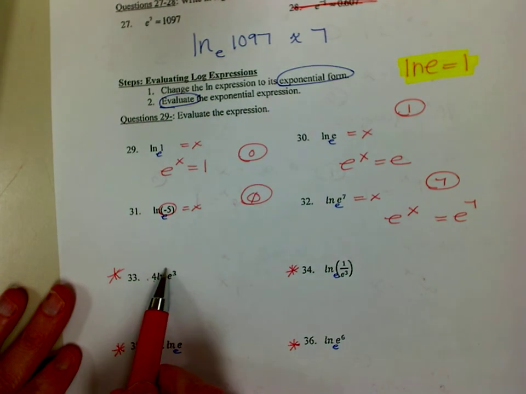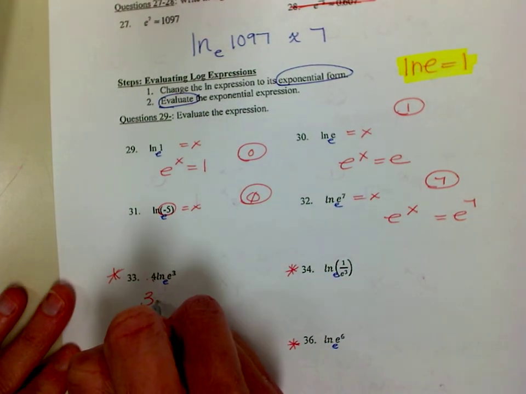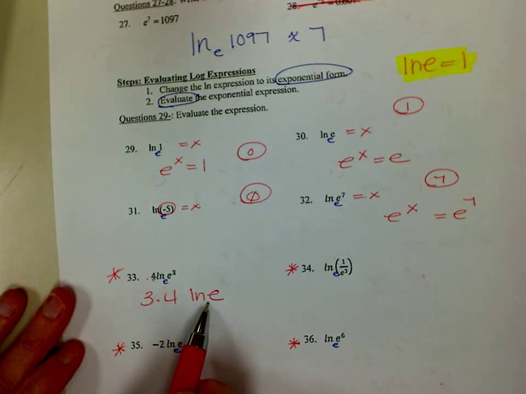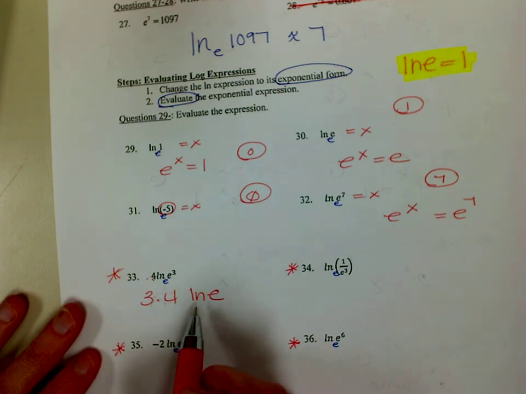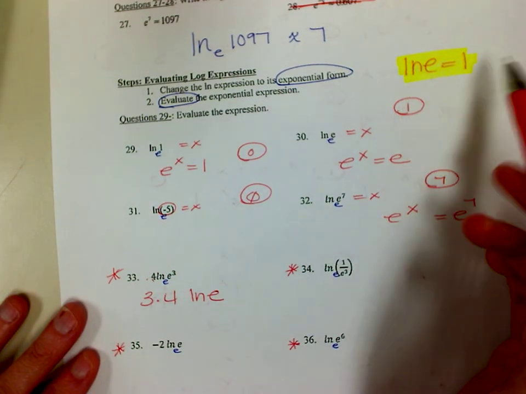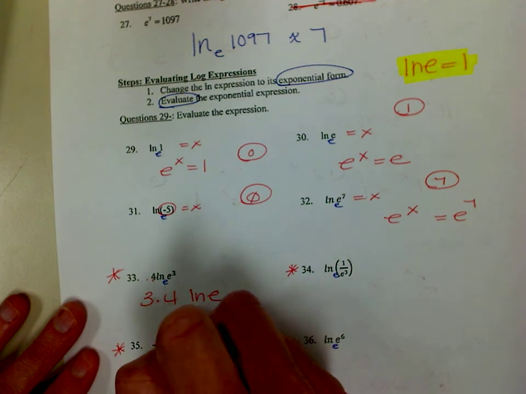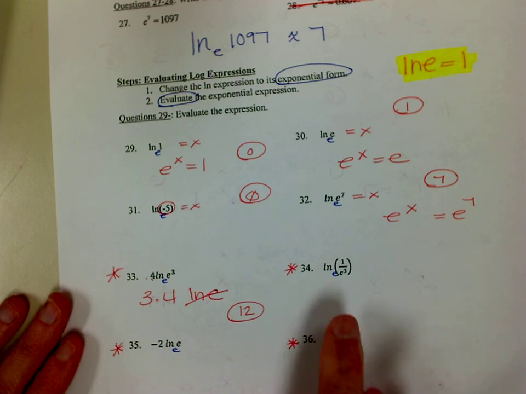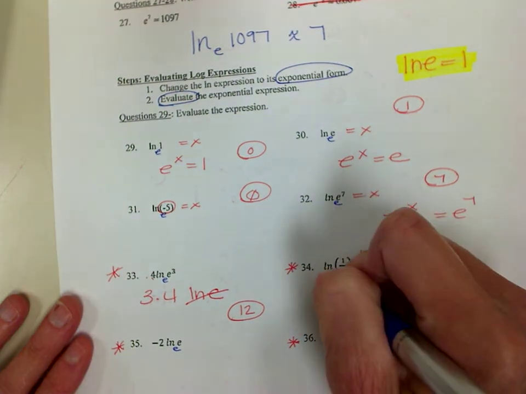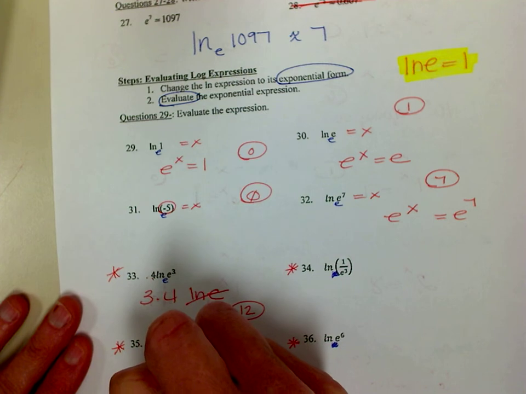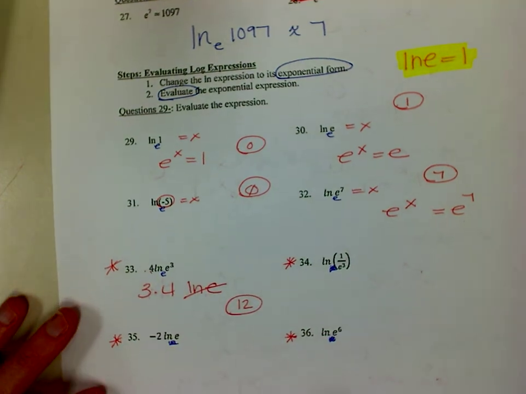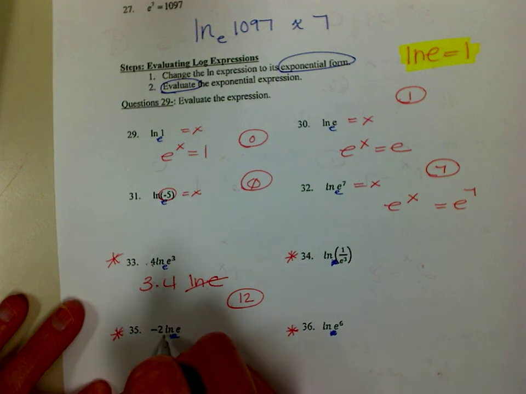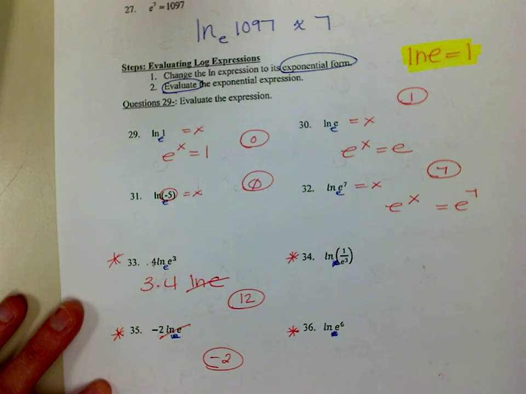So I'm going to drop this down in front. And I don't have to put a little e there. That's irrelevant, really. So if I recall, the natural log of e is 1. So really I'm taking 3 times 4 times 1. So my answer is 12. Okay, this one, I'm going to get rid of these e's. Okay, let's actually do 35 next. So 35, this right here is 1. Negative 2 times 1 is just negative 2.